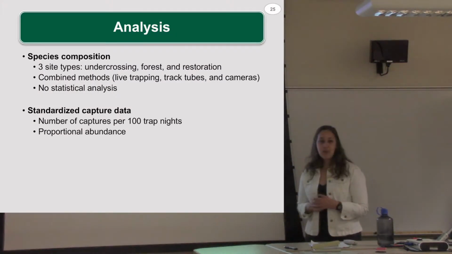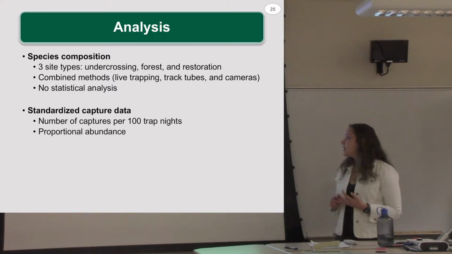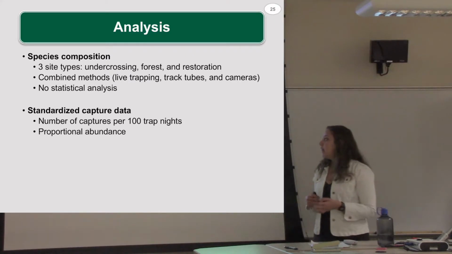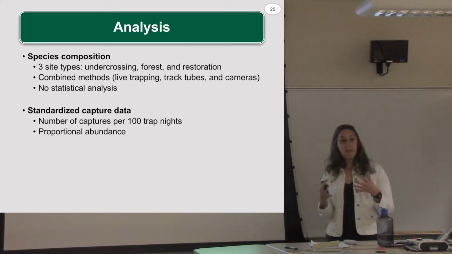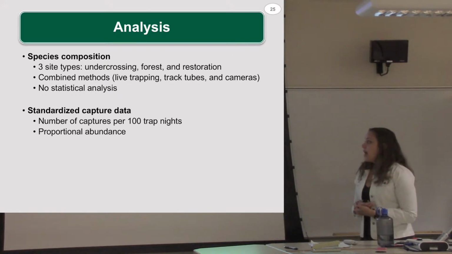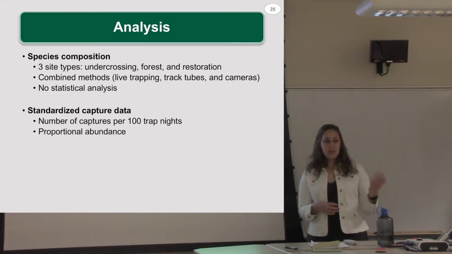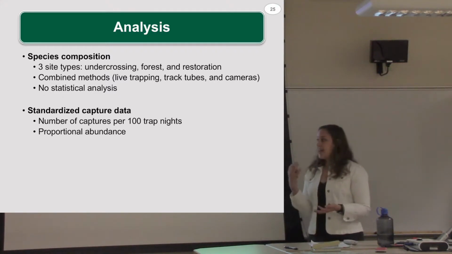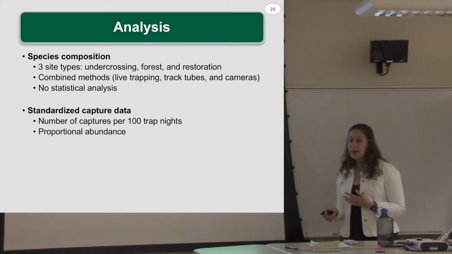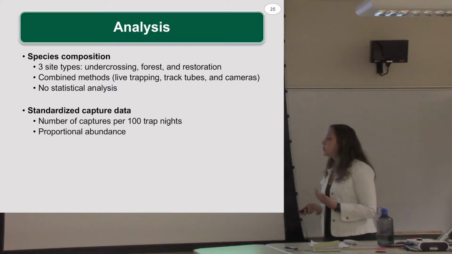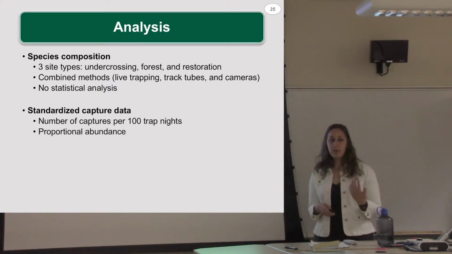So for my analysis, for looking at species composition, I combined my 3 site types, undercrossing, forest, and restoration, and then combined all methods, so that I could capture as many species as possible. Unfortunately, I couldn't do any particular statistical analysis because I was looking at species richness, which is just a count, and comparing that between 3 site types. But I did attempt to standardize my captures when comparing differences between the types by looking at captures per 100 trap nights or proportional abundance.